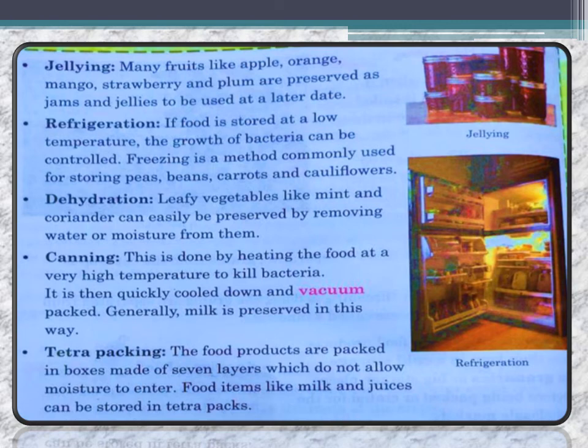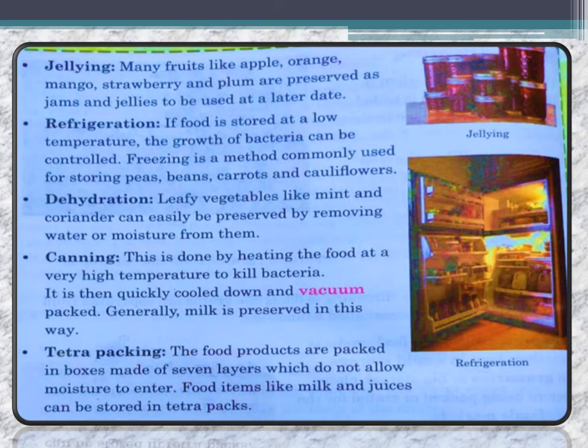Next we have refrigeration. So what happens? Bacteria cannot grow at low temperature. So if you are keeping something in the refrigerator, you are freezing anything, that will be kept for long hours. So freezing is a method commonly used for storing peas, beans, carrots and cauliflowers. These things can be frozen.